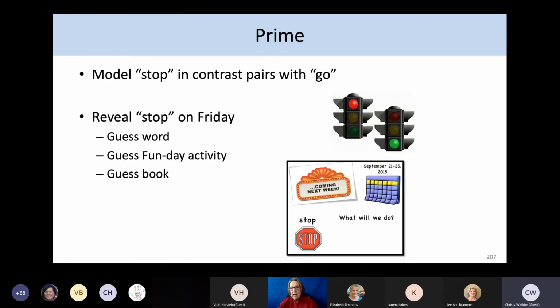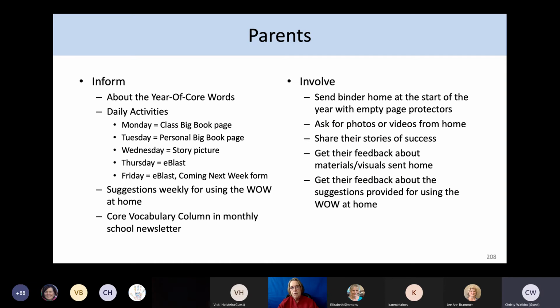And it's also the day that parents get informed. Parents, Maureen has done an extraordinary job of keeping her parents in the loop. She informed them at the beginning of the school year what they would be doing, and that they should be expecting stuff coming home to them every day of the week. This takes time. But on Monday, the big class big book goes home. On Tuesday, the personal page of the big book goes home.